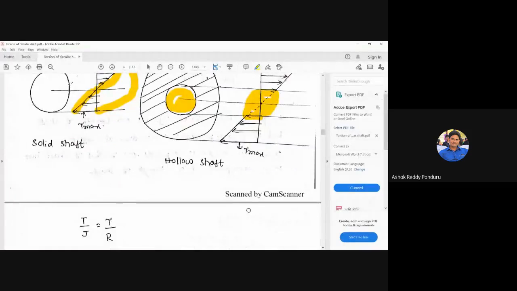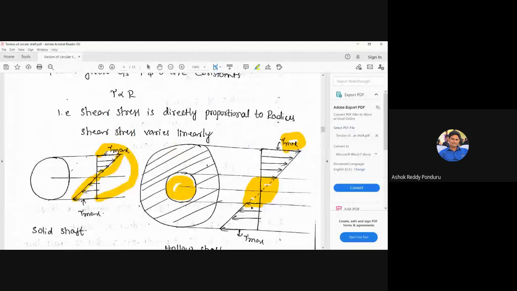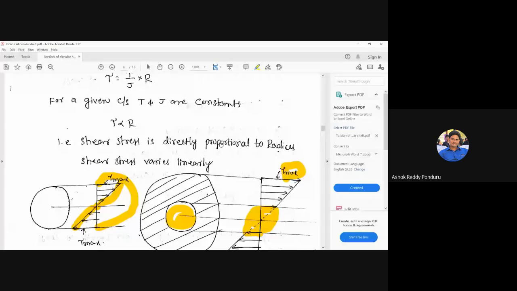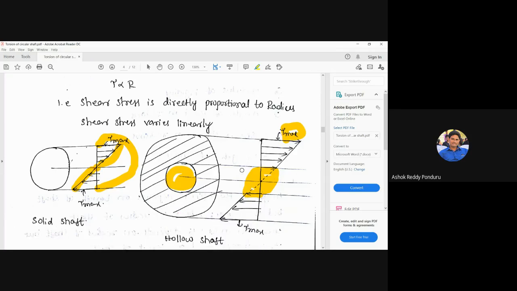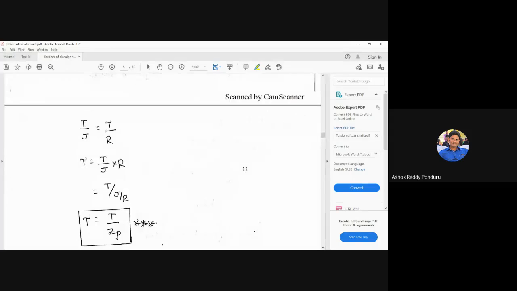Students, could you understand this? Hello. Yes, sir. Could you understand how the shear stress varies over a shaft? Why are T and J constants? Hello. Okay. And next one.